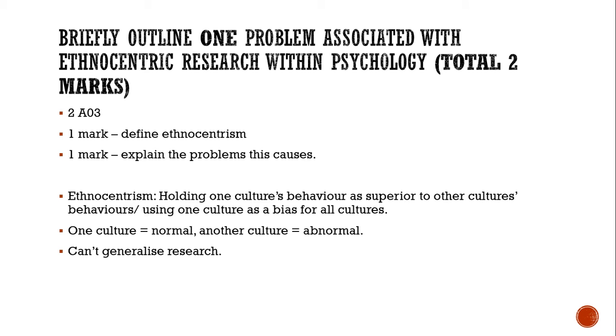Then you would want to go on to explain why that's a problem. So you discuss it holding one culture's behaviour superior to the other. And then the next thing you would do is talk about how one of the issues is that it normalises one culture in particular and leads to suggesting that another culture's behaviour is abnormal. Of course, the problem with that is then that research can't be generalised effectively, or it has key impacts on the validity of research that is conducted.